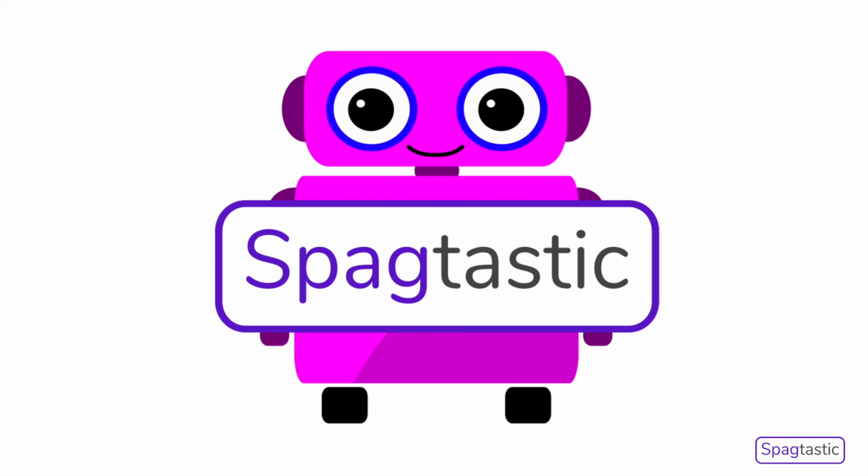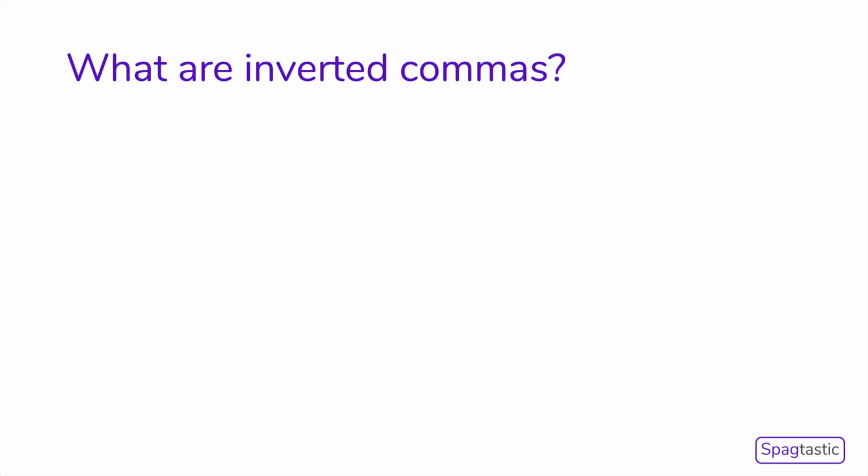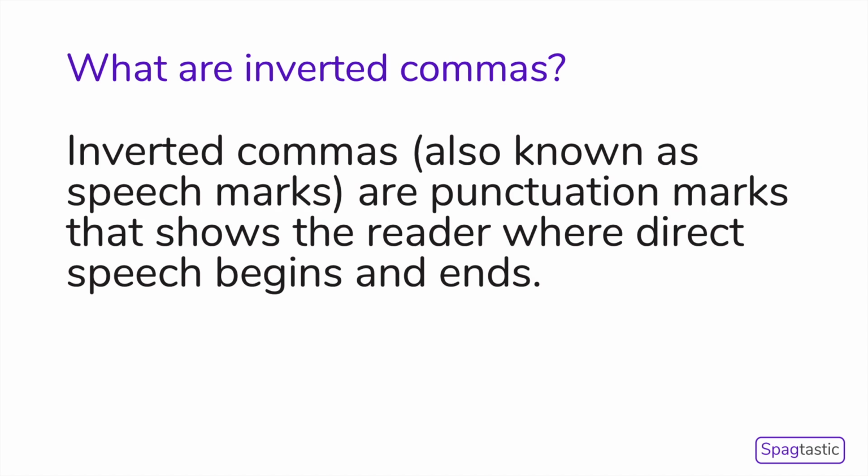Welcome to Spagtastic. In this lesson we are going to be learning about using inverted commas and additional punctuation. This is a level 4 skill. We will begin by thinking about what inverted commas are. Inverted commas, which are also known as speech marks, are punctuation marks that show the reader where direct speech begins and ends. They look like this.